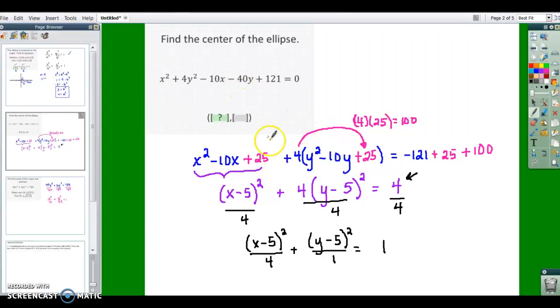In this particular problem, they're just asking you to find the center. Now that you have it in a form that you recognize, you can easily find the center from that. Okay, so hopefully that helps with that.